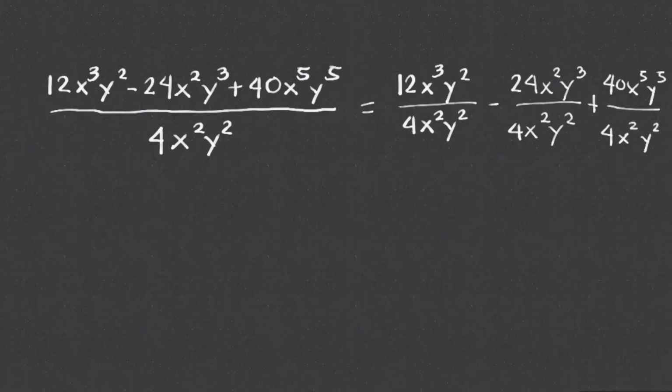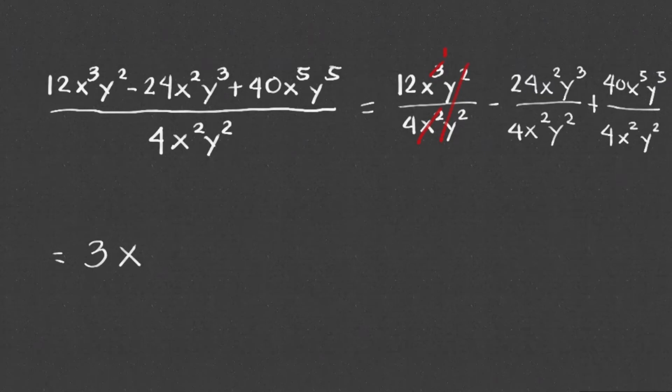So don't be confused, because when you get the least common denominator of the right side, the answer will be the left side. So it's just equal. So 12 divided by 4 is 3. And x cubed divided by x squared, so that will become only x, since you subtract 2 from the 3. Next is y squared divided by y squared. So 2 minus 2 is 0. Therefore, y raised to 0 is 1. Because anything that is raised to 0 is 1.